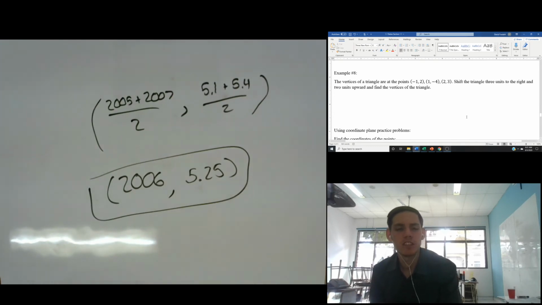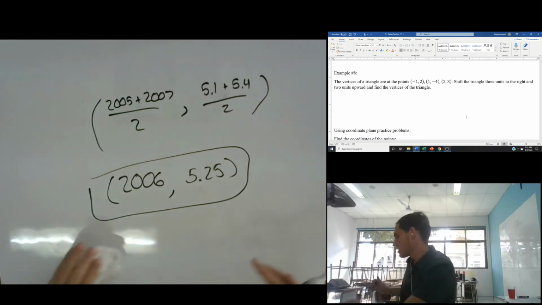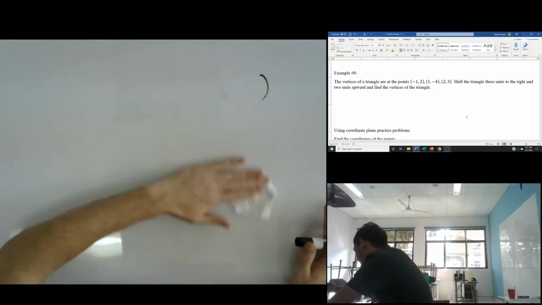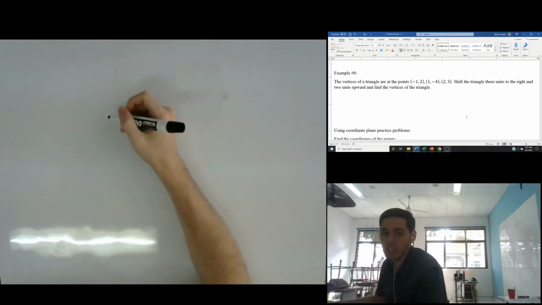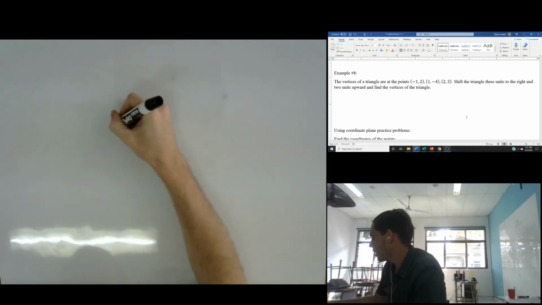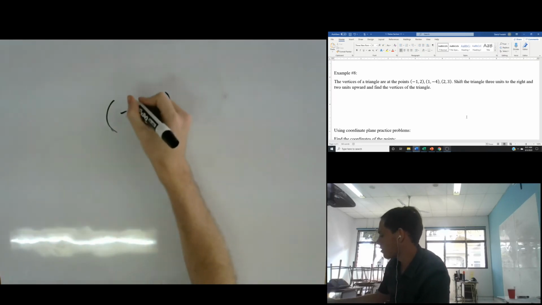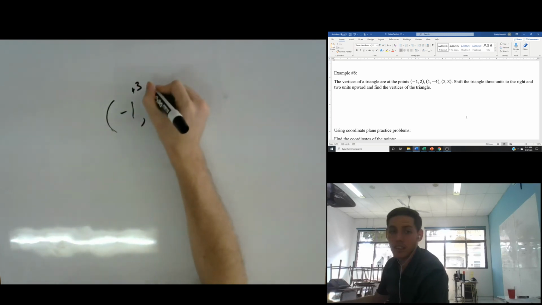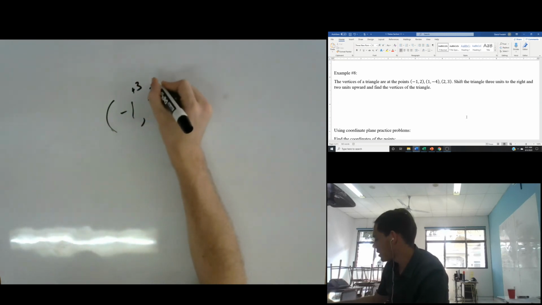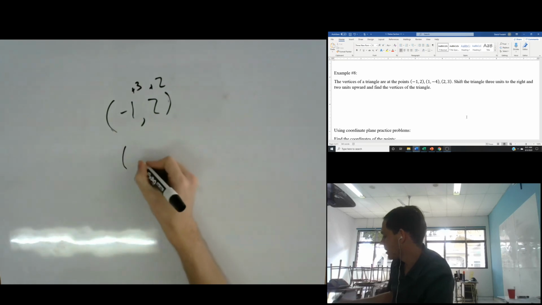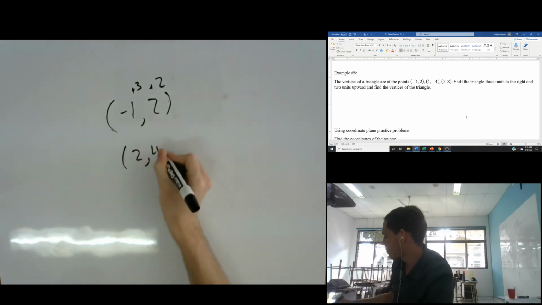Okay, vertices of a triangle. If you shift them 3 units to the right and 2 units up. So this is just a basic transformation. Again, if you practice the transformations I gave you, that should be easy. Okay, so 3 units to the right is plus 3, and 2 units upward is plus 2. So you get (2, 4).